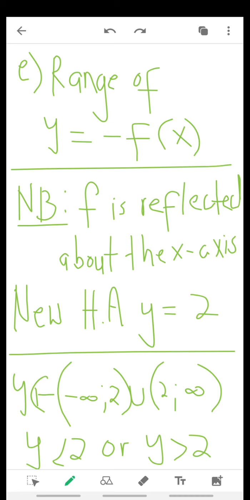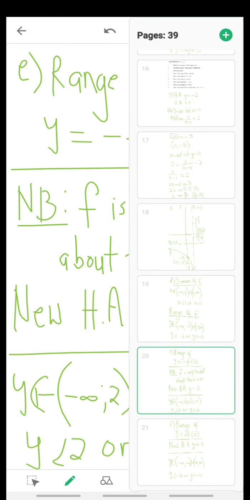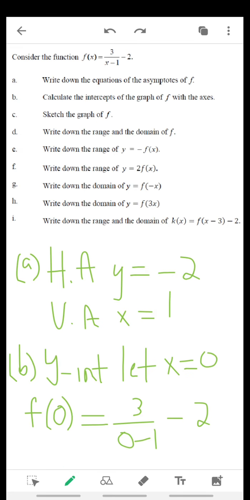Therefore, the range will then be y is an element of, remember now, the function will start from negative infinity up to 2, and then we'll start from 2 up to positive infinity. Okay, very, very important. Now, let us go to F.